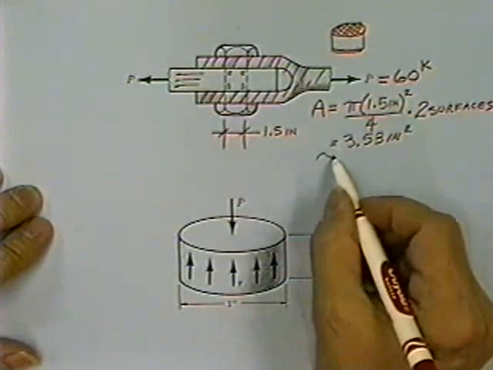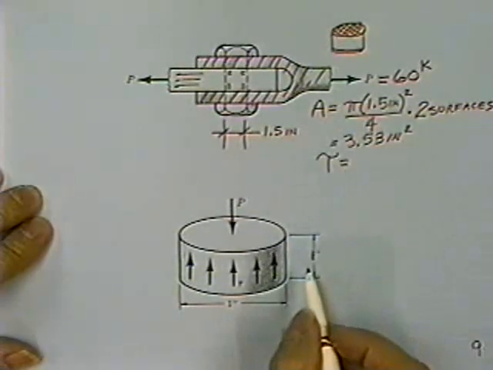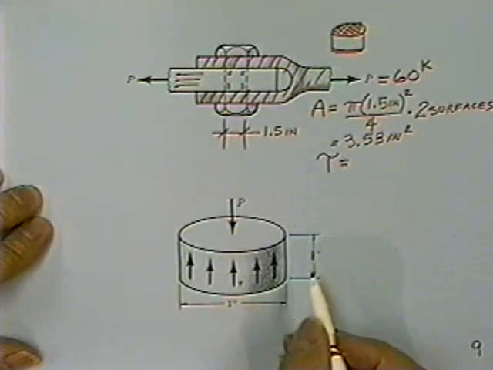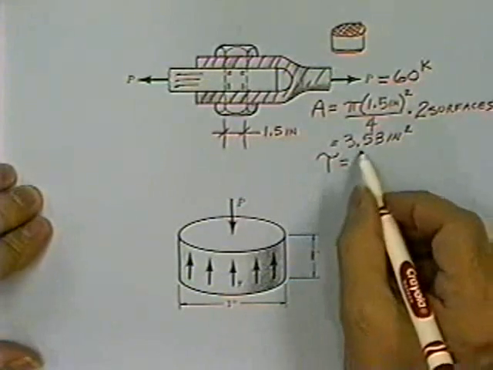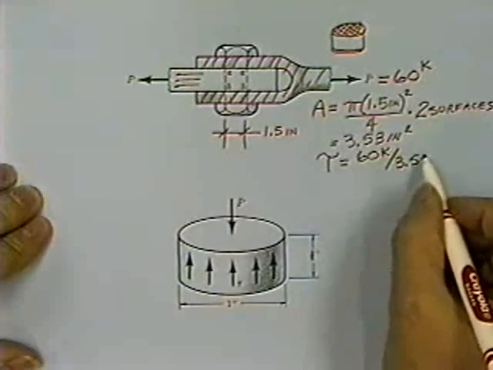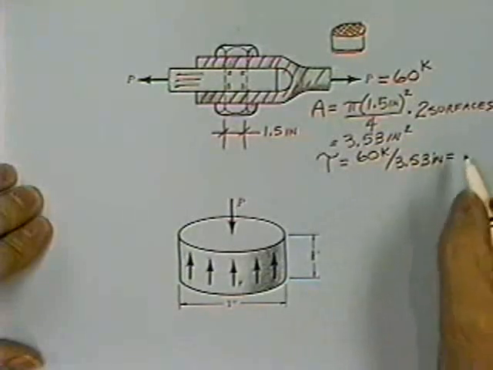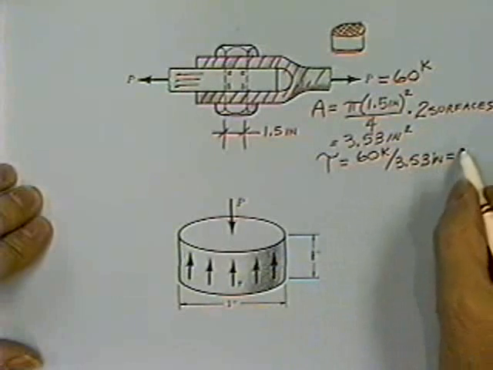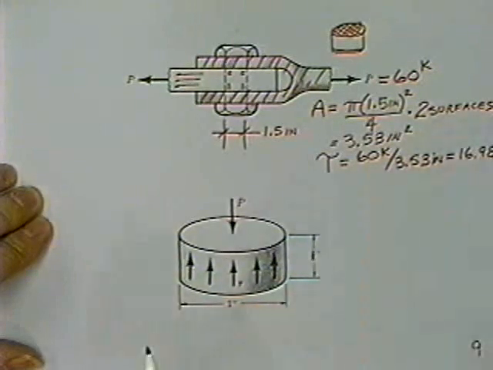Then the stress, we would use the symbol tau as opposed to the symbol sigma, as it's a shearing stress. Hey Rob, if you find out that's not the right answer, I don't want to hear about it. Tau is equal to 60 kips divided by 3.53 square inches. Rob's from Missouri. 16.98, what are our units? Kips per square inch of steel.